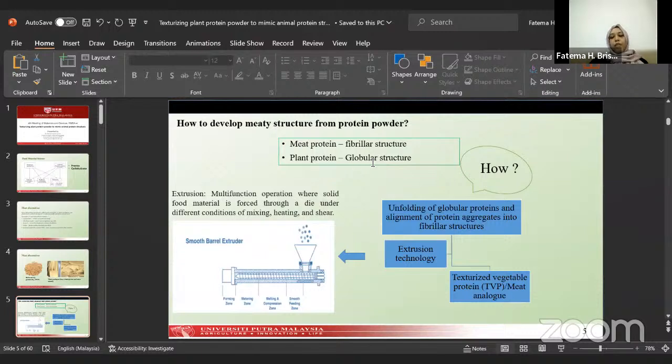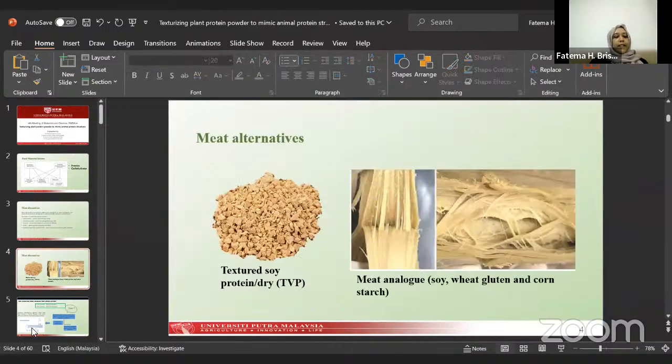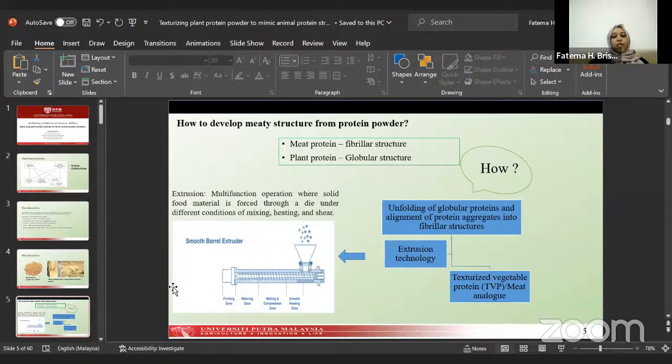Now we have this plant protein, which has a globular structure. That means the strands of protein are intertwined, forming a ball-like shape. So how can we turn this ball-like shape into a laminar shape? The laminar shape looks somewhat like this. So we are using this extrusion technology.